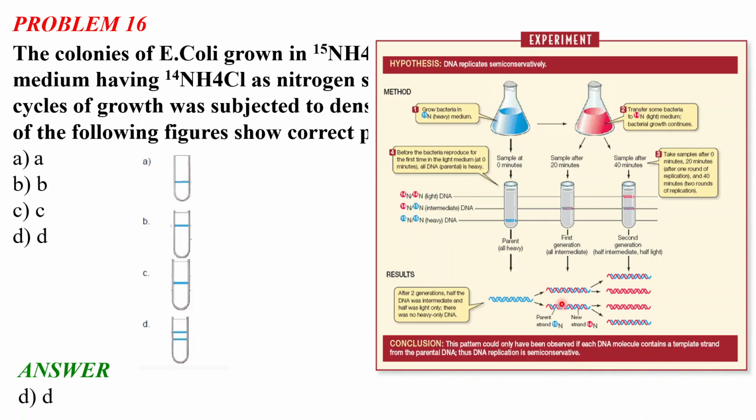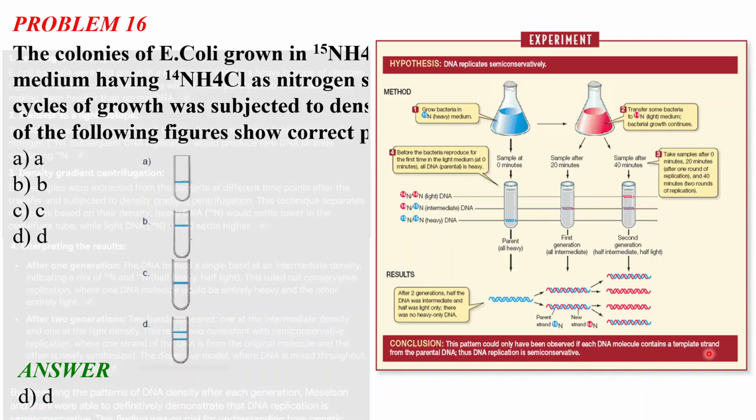So this is our semi-conservative DNA, where we have a parent strand which has heavy nitrogen and a new strand which has light nitrogen. From this we will get half intermediate and half light, and eventually only light nitrogen. So this pattern could only be observed if each DNA molecule contains a template strand from the parental strand, and DNA replication is semi-conservative.